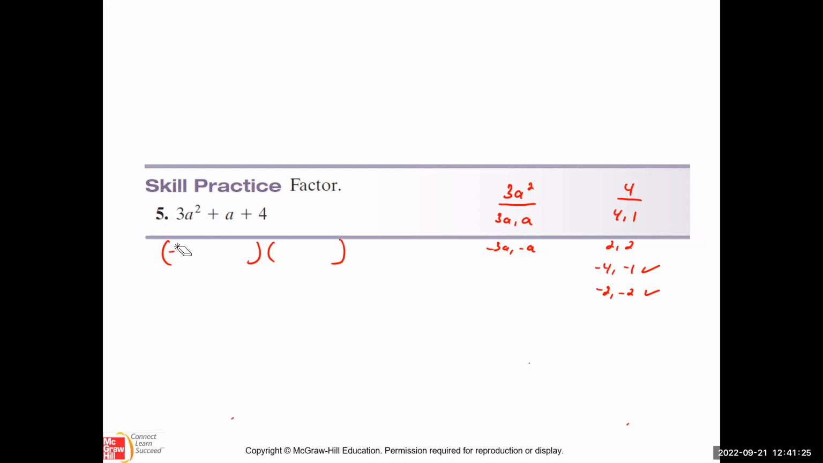So the last one I'm going to do is a negative. I'm going to do the positive 4 and the positive 1, so this is going to be a positive 3a squared minus 3a minus 4a. That's not going to give me my positive a that I need. So I'm going to do the positive 2 and the positive 2. Again, my positive 3a squared, negative 6a, negative 2a, that's still not going to give me my positive a that I need in the middle term. Essentially, I've tried all different combinations, none of them work, and so this is a prime polynomial.